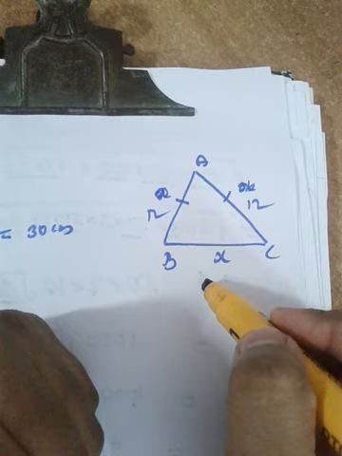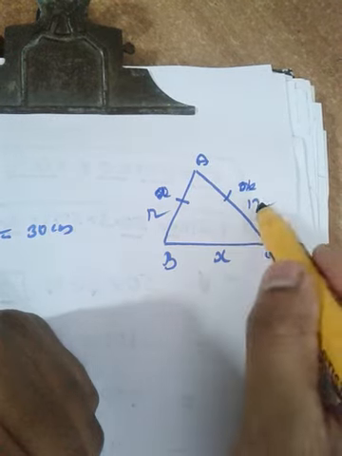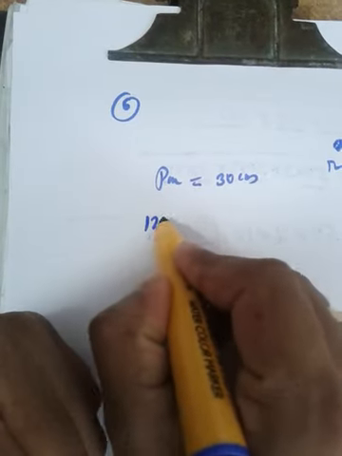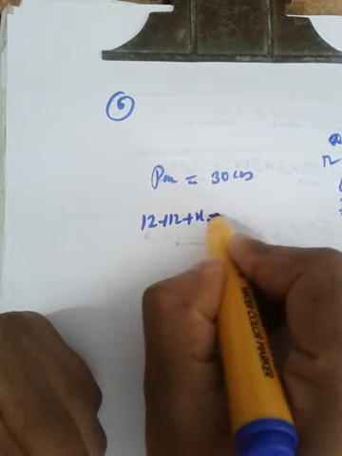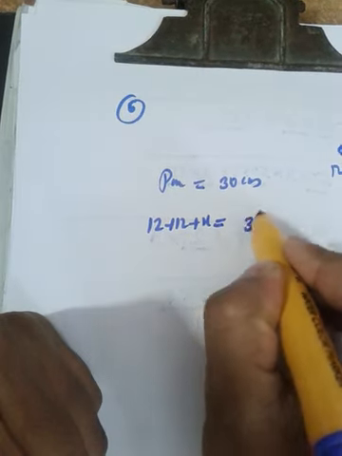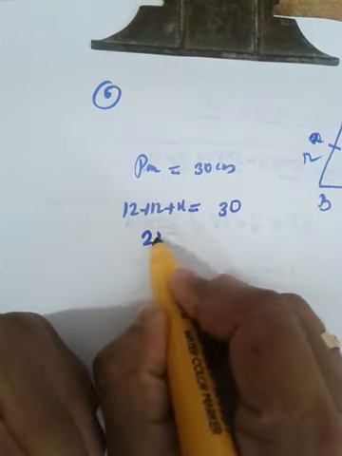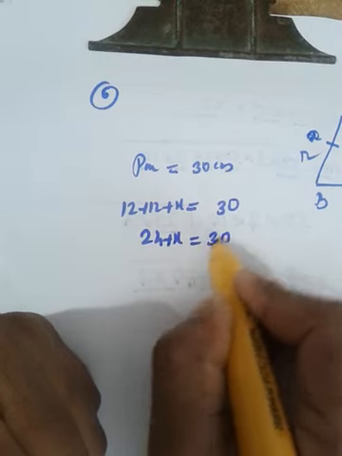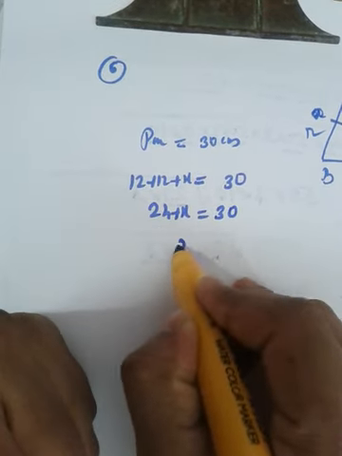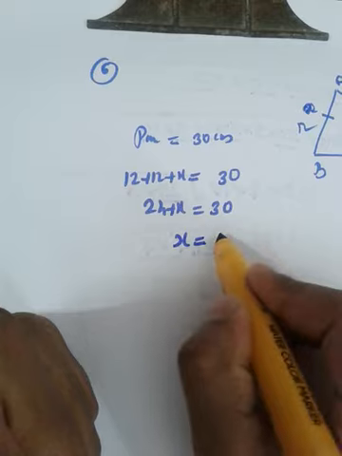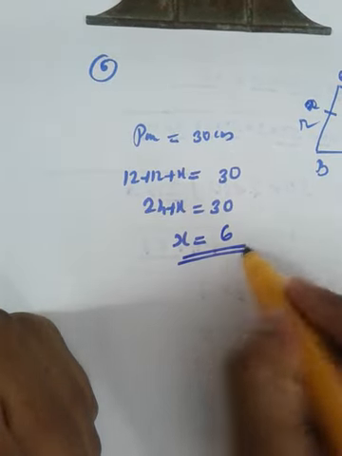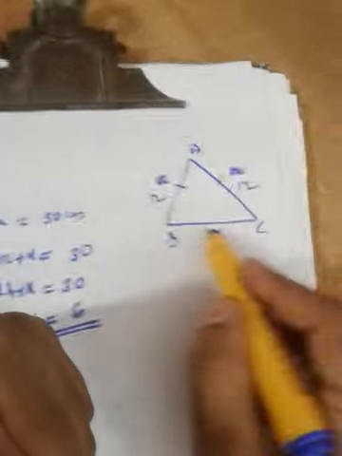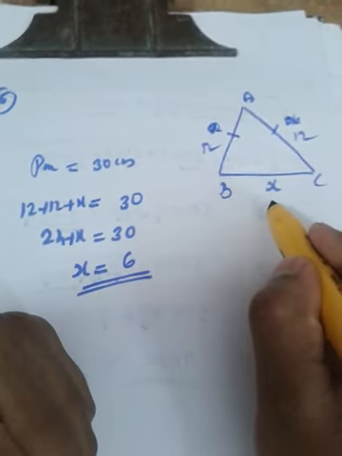How can we calculate perimeter? Take the sum of three sides. So 12 plus 12 plus x, that is the perimeter. The perimeter is given as 30. So it means that 24 plus x is equal to 30. From this equation we can easily calculate the value of x. x is equal to 30 minus 24. So we got the remaining side, that is 6.